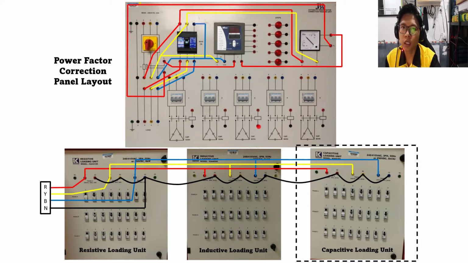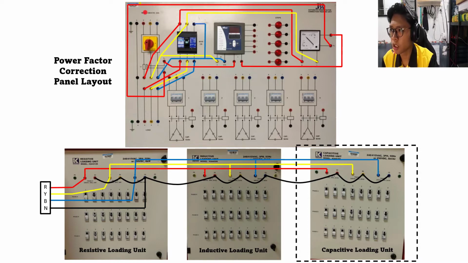I will explain the components in the power factor correction panel layout here. This is the switch, this one is the current transformer, this is the main circuit breaker, and this is the measurement unit. It can measure anything, but in this case we need to measure the power factor. This one is digital, and this is also a measurement unit, but this one is analog, also to measure the power factor.